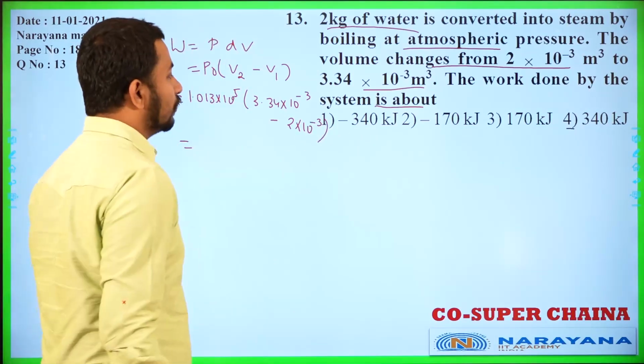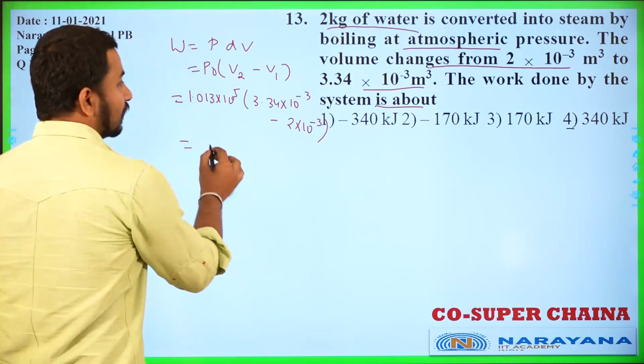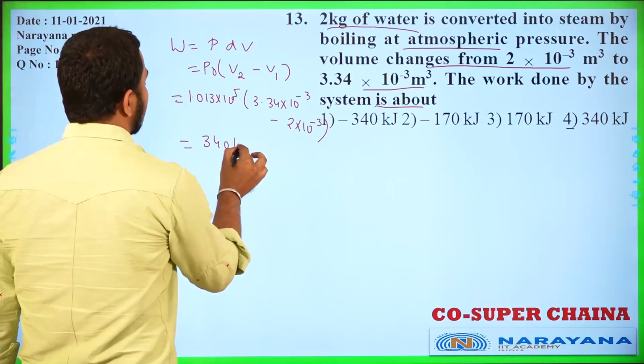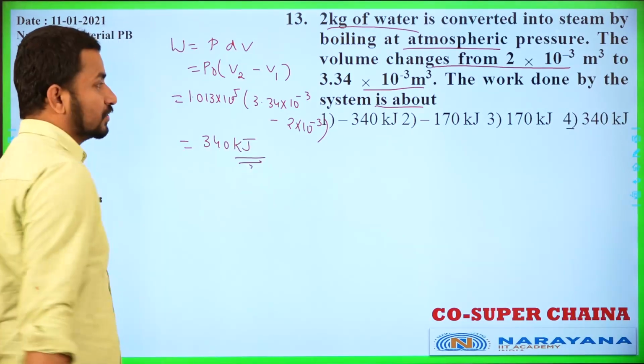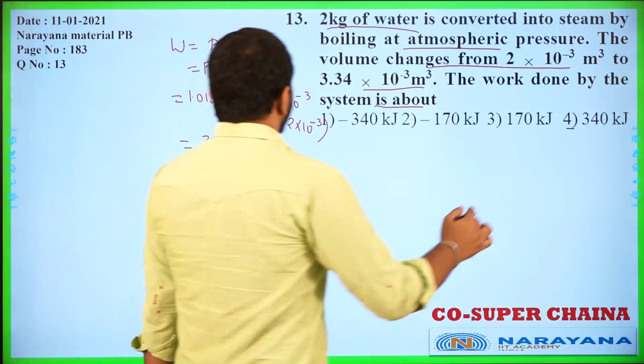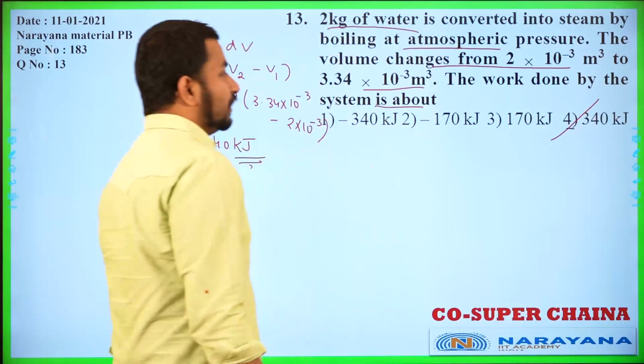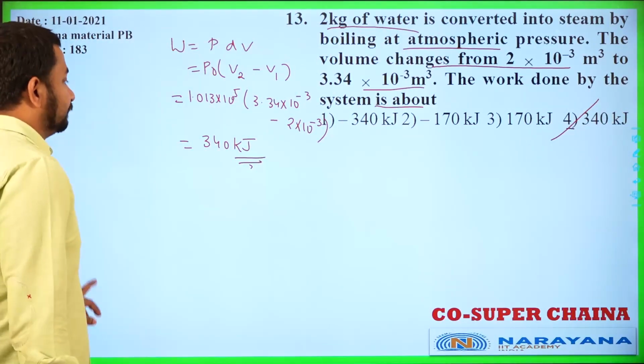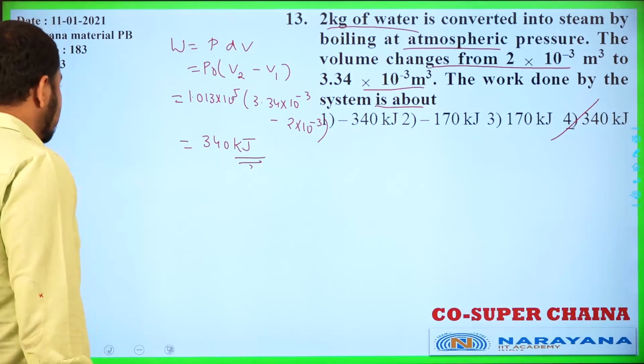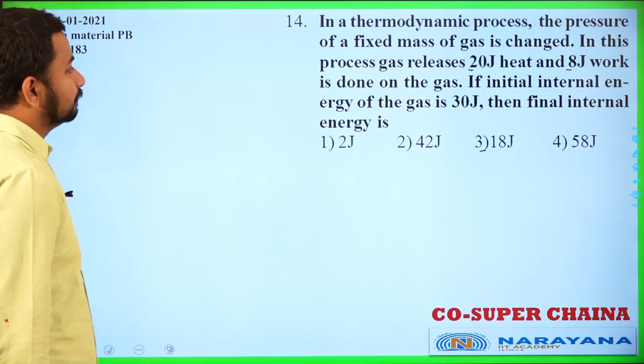If you substitute all this, we will get 340 kilojoule, and that will be the answer of this question, student. So work done we had to calculate, and 340 kilojoule we got here. So this is the answer. Let's move to the next one.